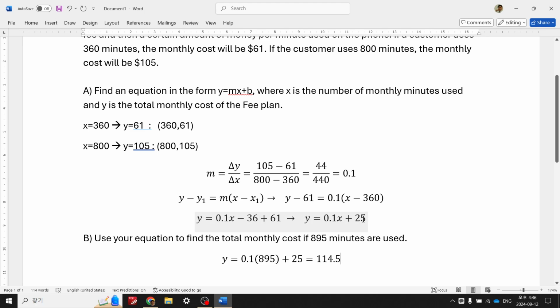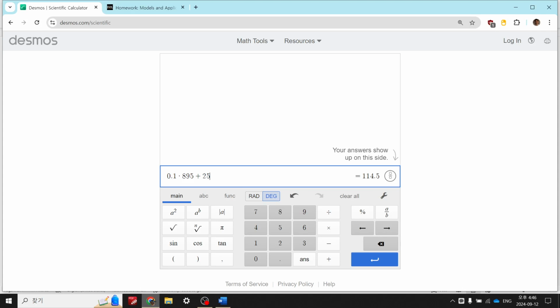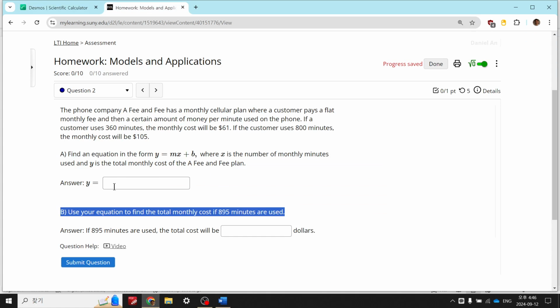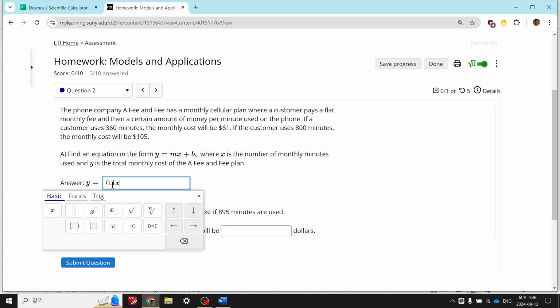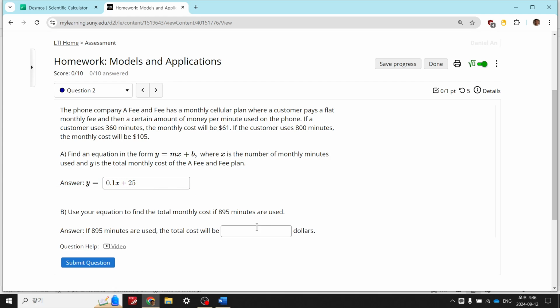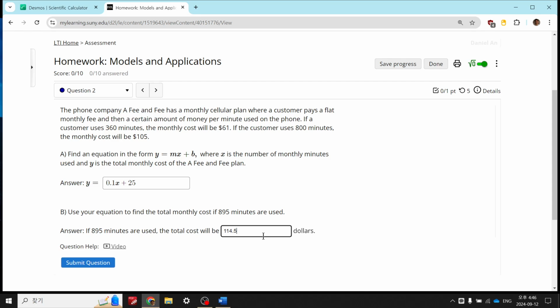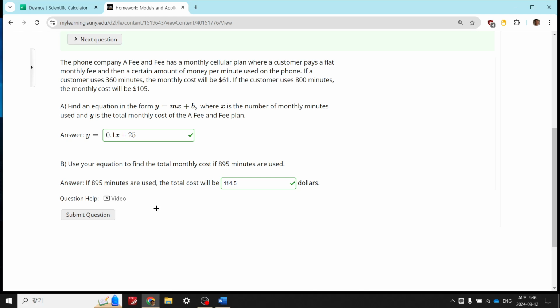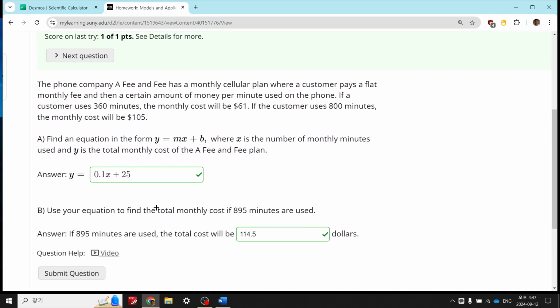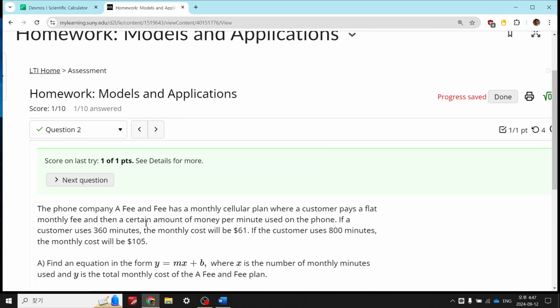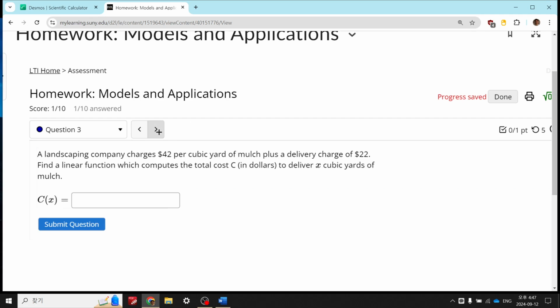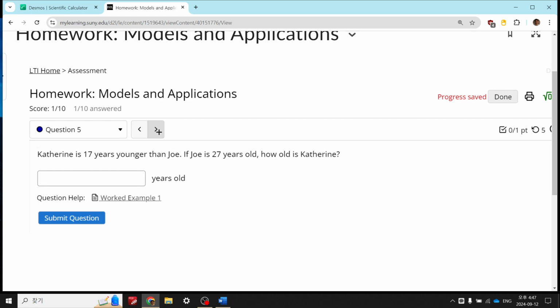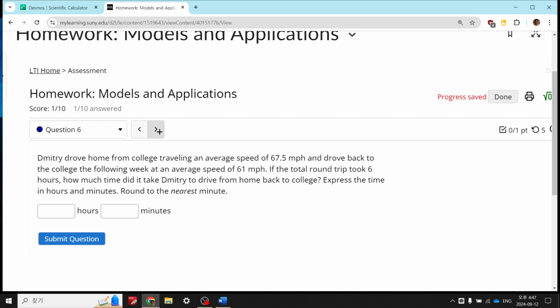Okay, so now let's plug in these things and see if I got it correct. So here I'm saying it should be 0.1x plus 25. And this is 114.5. All right. And then submit. All right, so I got it. Okay. So one down at least. Now let's move on. Similar question. These are simpler, so it shouldn't be that hard.